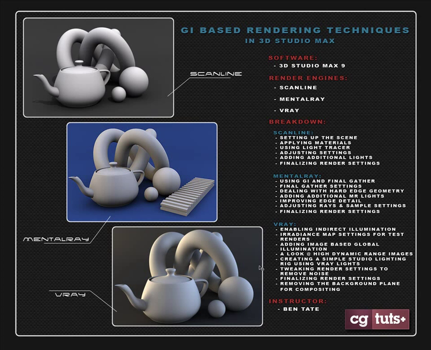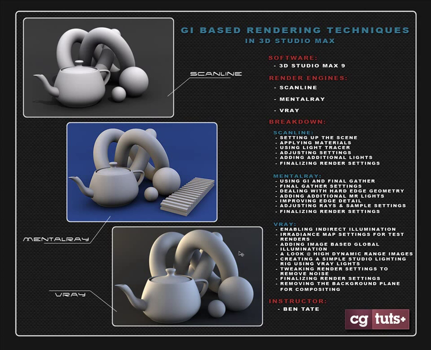We'll also look at how to implement HDRI image for image-based lighting in the scene, and also how to set up a quick studio lighting rig inside of Max to complement the GI using some V-Ray lights. Then we'll move on and look at how to reduce noise in your render and tweak it out to get a good result, and finalize all the settings.